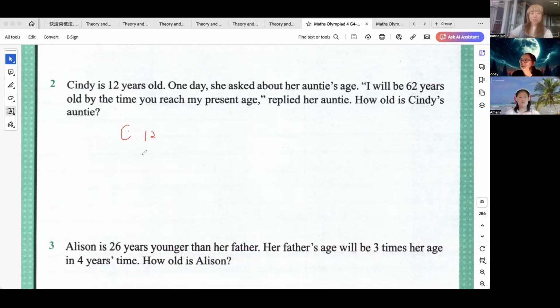So Cindy right now is 12 years old. She asked about her auntie's age. I'll be 62 old by the time you reach my present age. So that's the same thing. 12 plus 62 divided by 2 equals 74 divided by 2 equals 37.